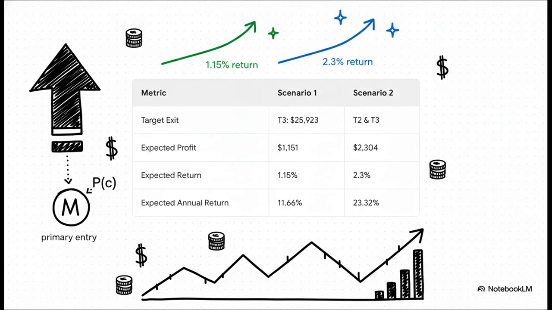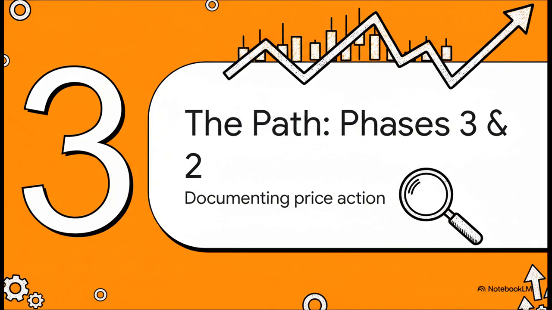So, what did all that mean for potential returns? Well, because of those two entry points, the plan had two different scenarios. Scenario 1 would have kicked in if only that primary M entry was hit. That was targeting a 1.1% return. But Scenario 2? That was the one that would activate if the price also hit the secondary PC entry, and that one projected a more ambitious return of 2.3%. Okay, so that was the plan.